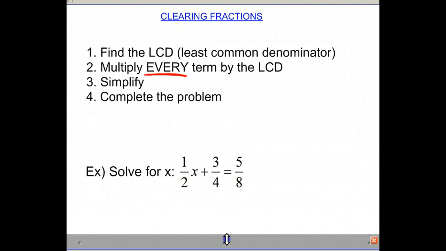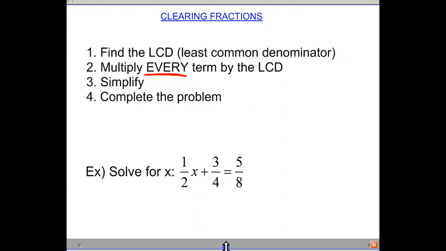So let's go down and look at one example. Our first example is to solve for x. The equation is 1/2 x plus 3/4 equals 5/8. Normally you're going to look at that and get freaked out immediately. Too many fractions, I don't want to deal with it. So what we're going to do is clear those fractions.